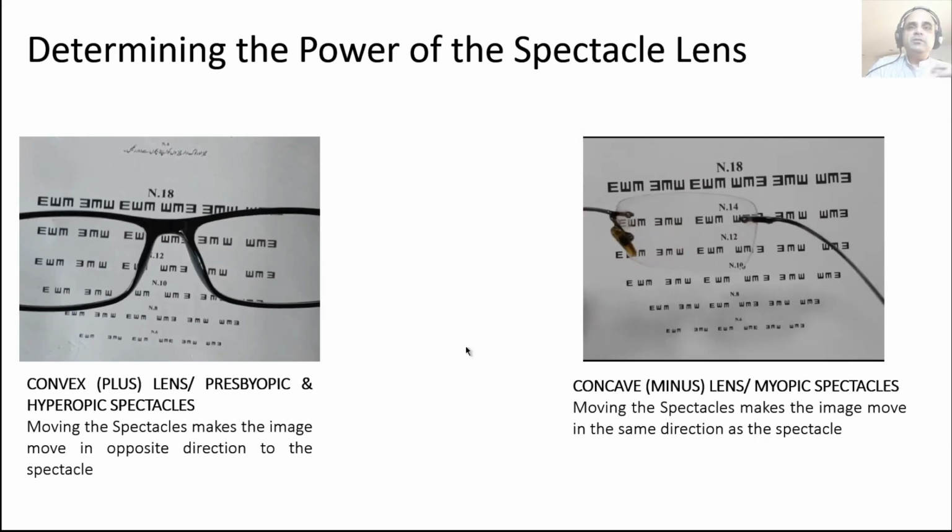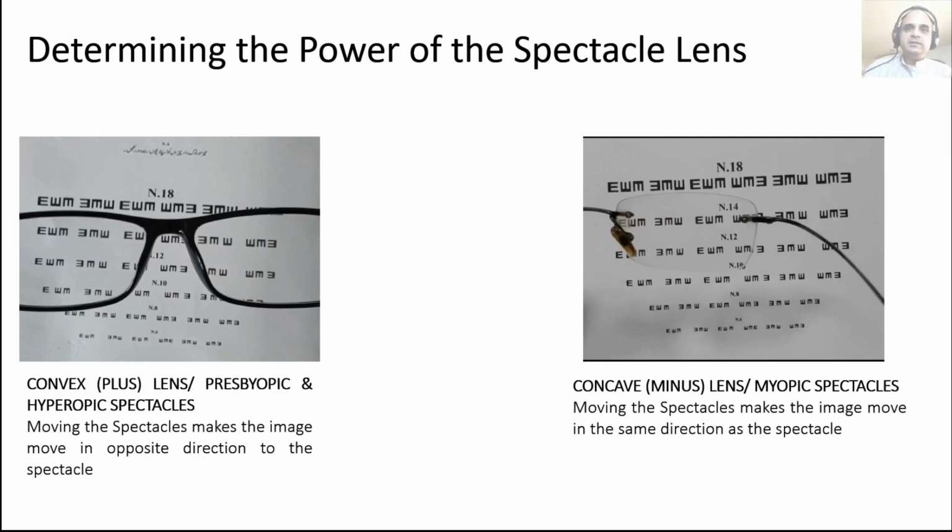So in addition to magnifying and minifying, magnification for convex lenses and minification for concave, the other way to check if the spectacle has a plus or a minus lens is to move the lens over a piece of anything and look at how the image that's being produced moves.